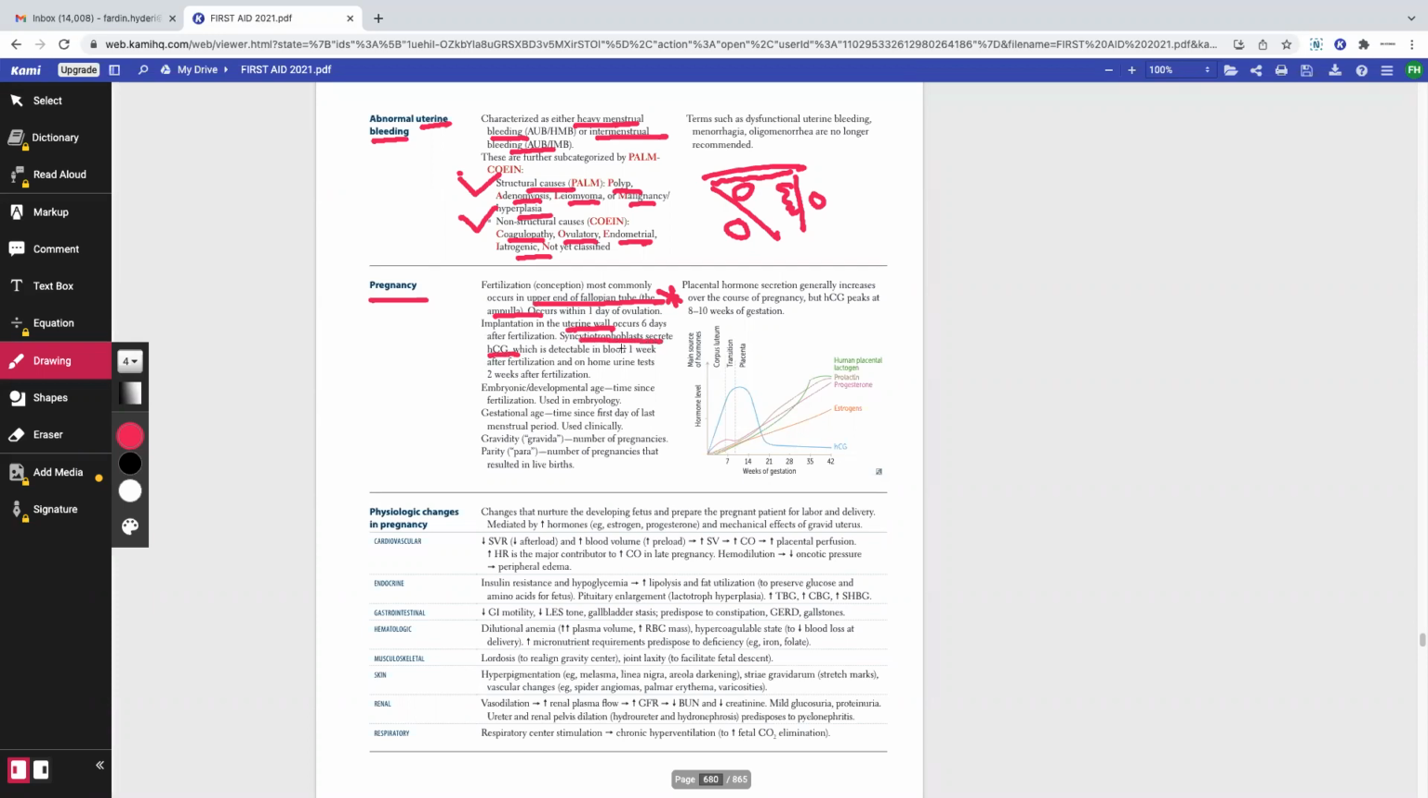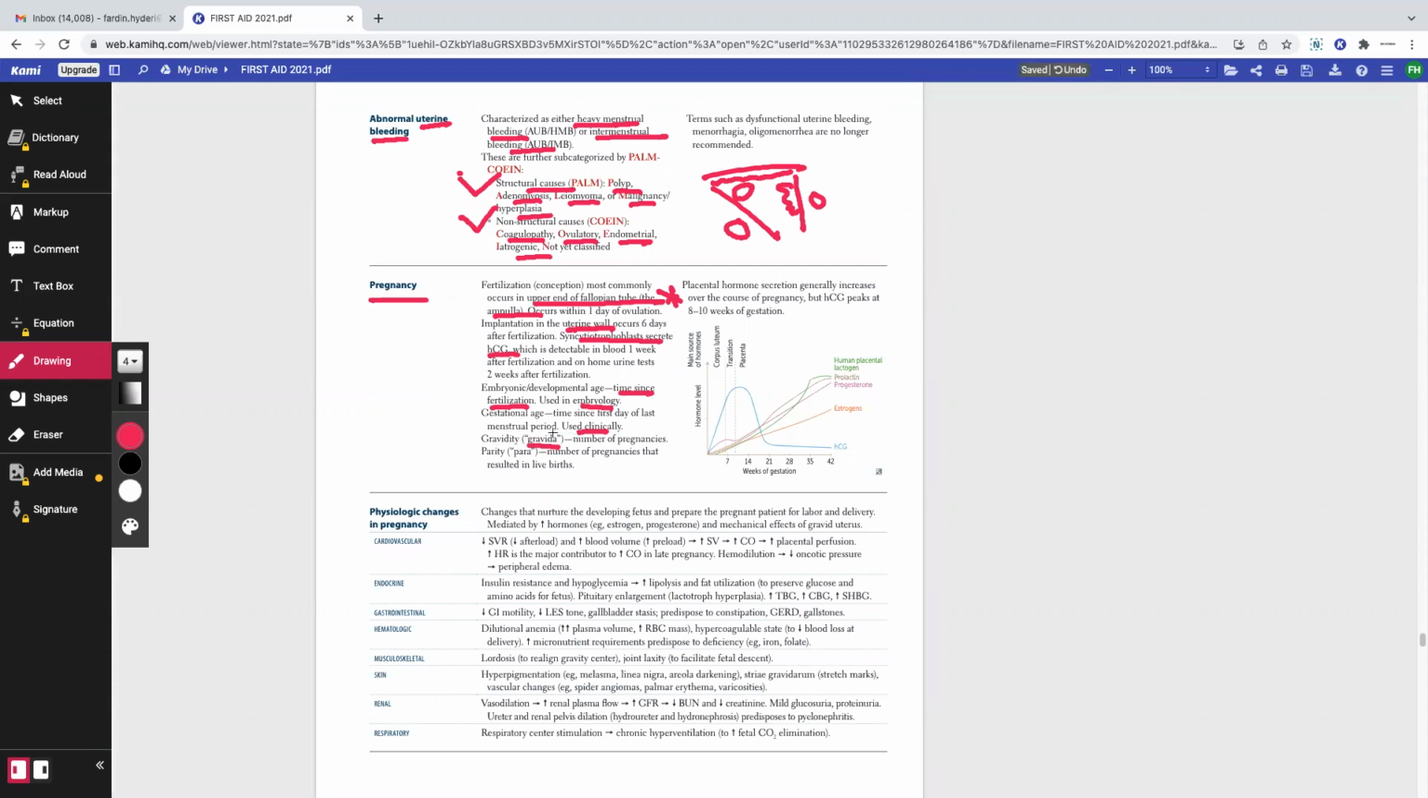Very important. We know that cytotrophoblasts are responsible for what? Synthesis of cells. And syncytial trophoblasts are responsible for synthesis of hormones, as simple as that, HCG. Embryonic age is time since fertilization, and it's used in embryology. Gestational age is time since the first day of the last menstrual period, and it's used clinically. Okay, so that's that. Next one is gravida.